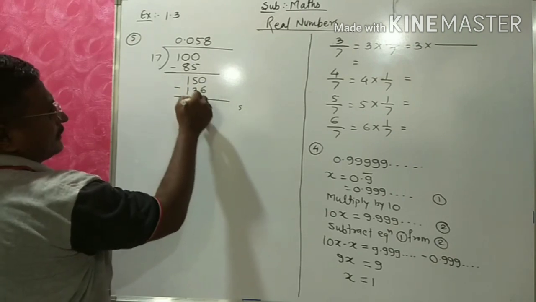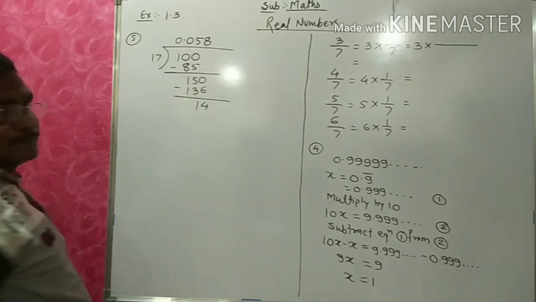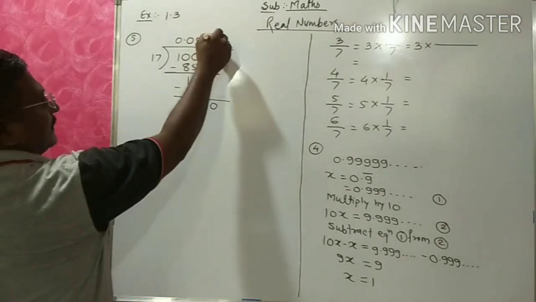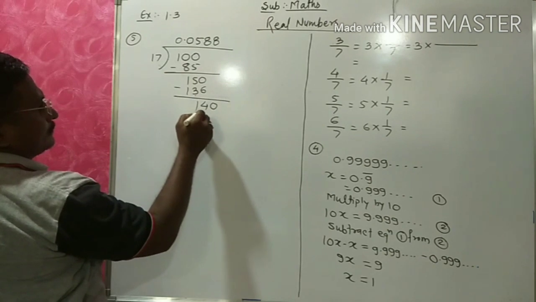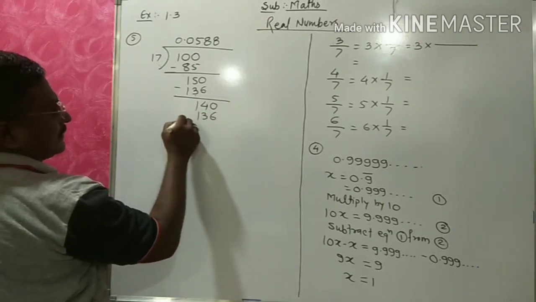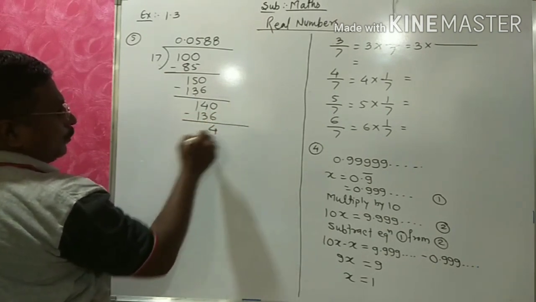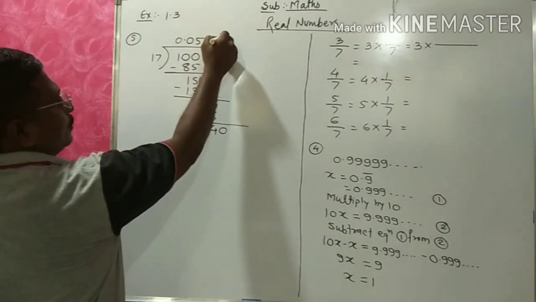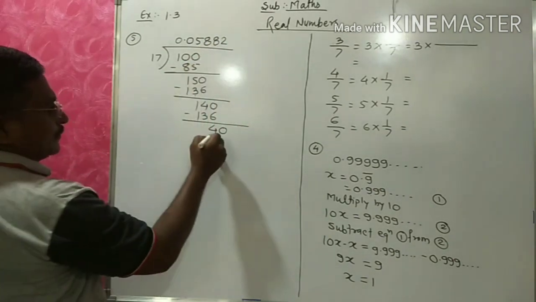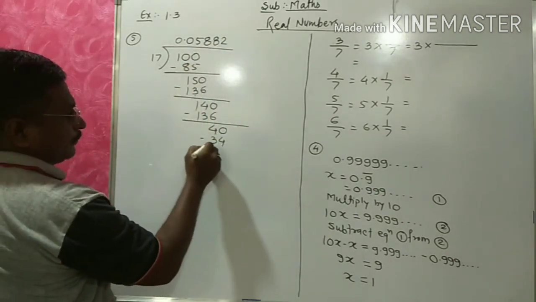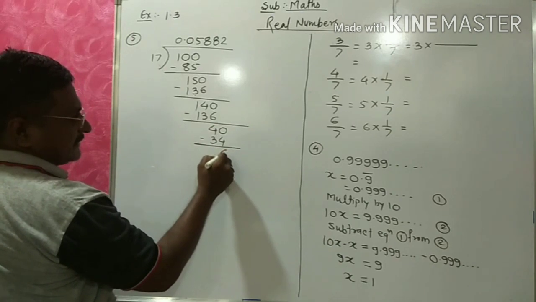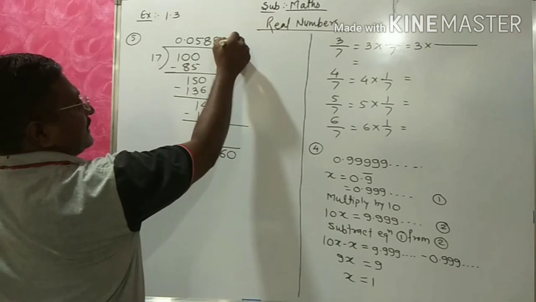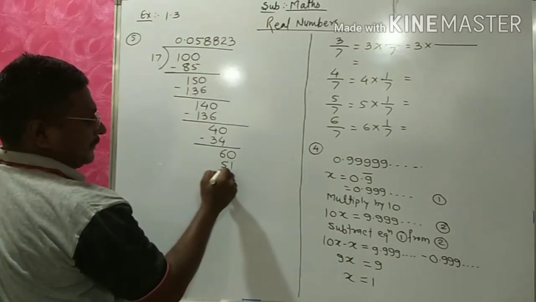Minus. So what will we get? 14. Again 0. So what will we get? 8. 136. Now 4, 0. Now 17 2s are 34. So what will we get here? 6, 2. 17 3s are 51.